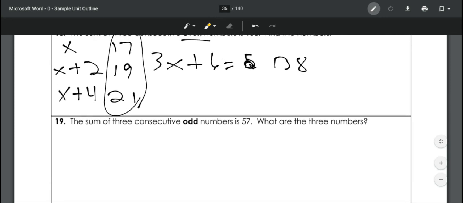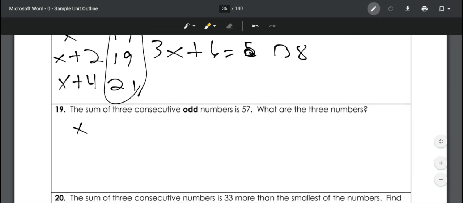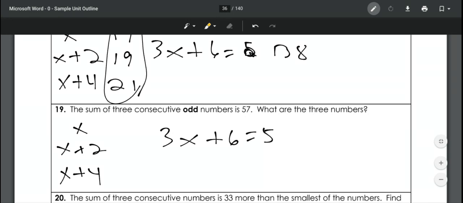Okay, same thing when they're odd. So it's x plus 2, and x plus 4. So you have 3x plus 6 equals 57. And I think I gave you the wrong answers on that last one.